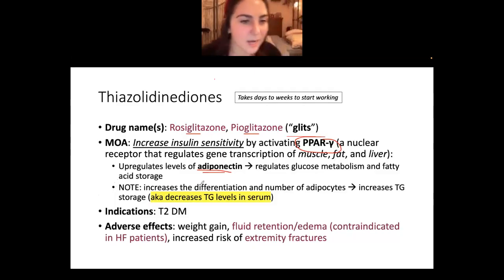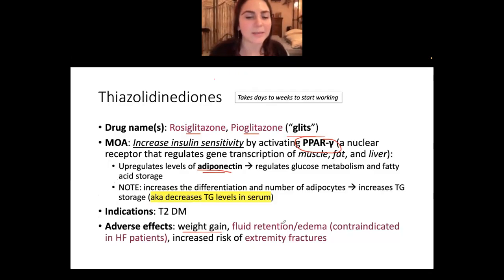Another one too is this increases differentiation and number of adipocytes. So it will increase triglyceride storage. Something cool is it actually removes triglycerides from the blood and stores them. Again, it's storing triglycerides, you're going to gain weight, but in theory, you can technically give this drug to lower triglyceride levels, which is kind of cool. Give it for type 2 diabetes.